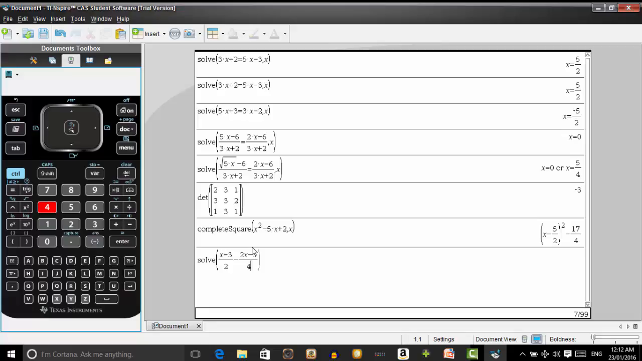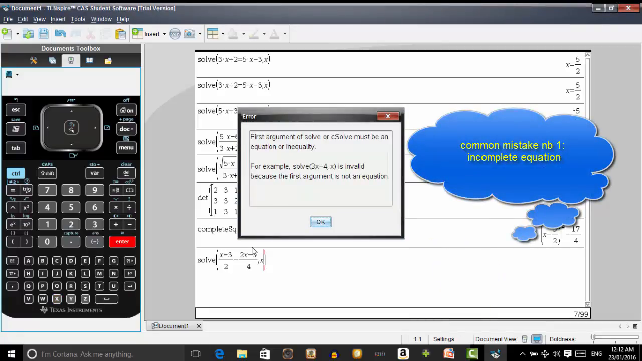And the last thing is, if I now hit enter, I will get an error. Why? Because I did not tell it which variable I'm looking for. So the last step is to put a comma and put the variable. So you hit enter on the keyboard over here.